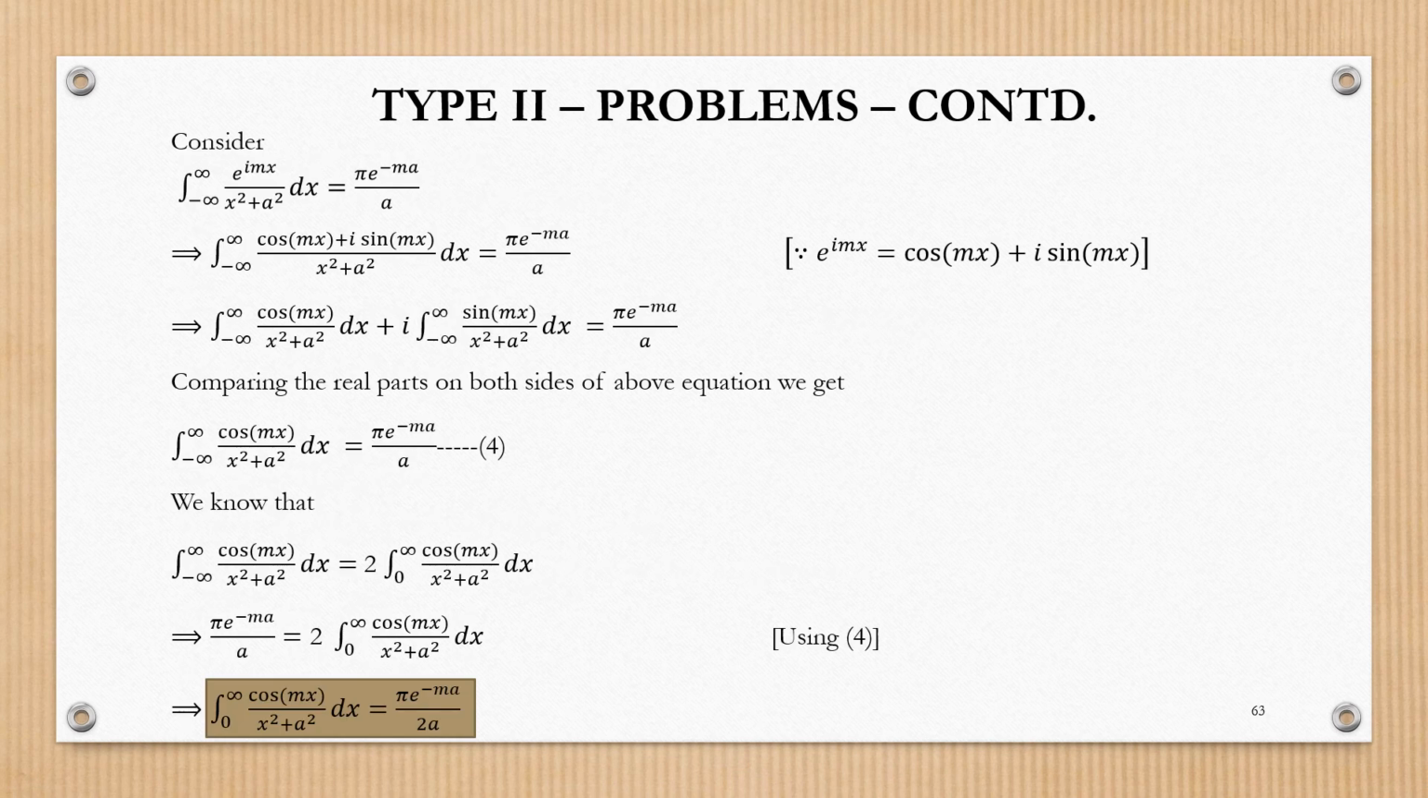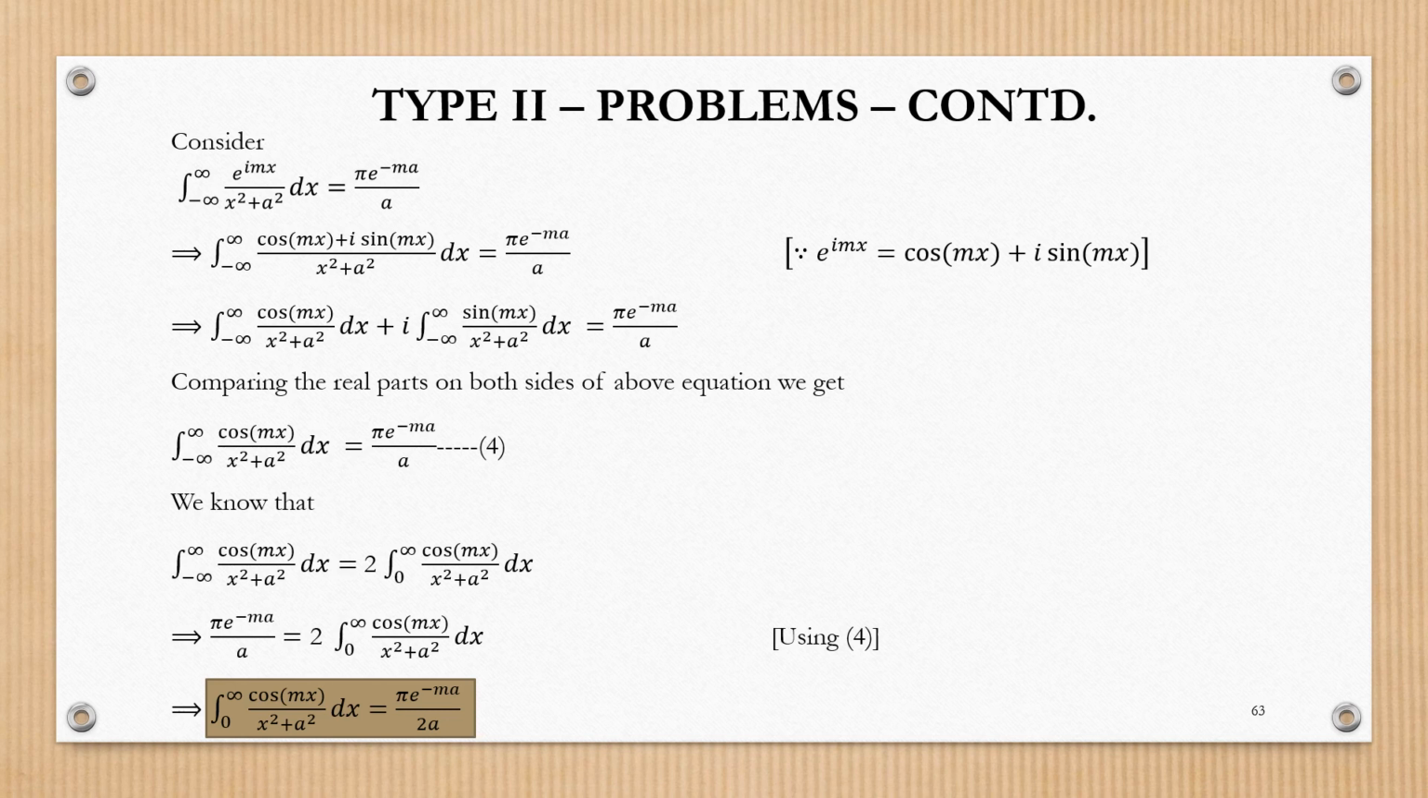Now we rewrite e power imx as cos mx plus i sin mx, and then split the integral on the left hand side into two parts and make a comparison of the real part because the original problem had a cos mx. That is how you get equation number 4. But the question that was given to us had integral from 0 to infinity, but here what we have evaluated in 4 is minus infinity to infinity. So use the properties of definite integral.